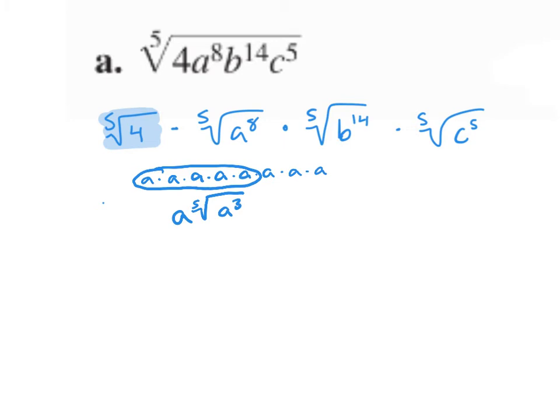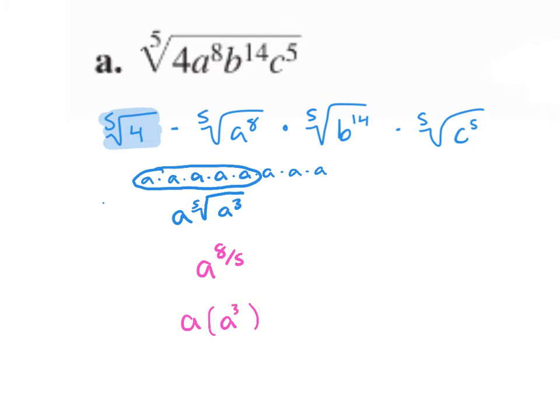Another way we can do this, if we didn't want to write it all out, is to divide, just like we did before. So this would be a to the 8 over 5. How many times does 5 go into 8? Once. And then what's left over? If 5 goes into 8 one time, what's left over? We have 3.